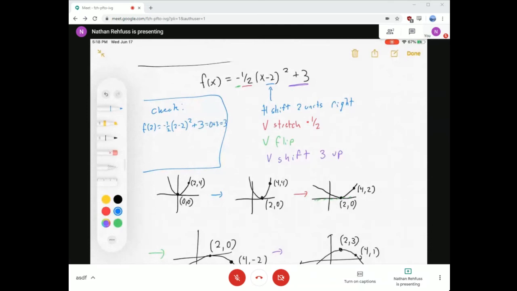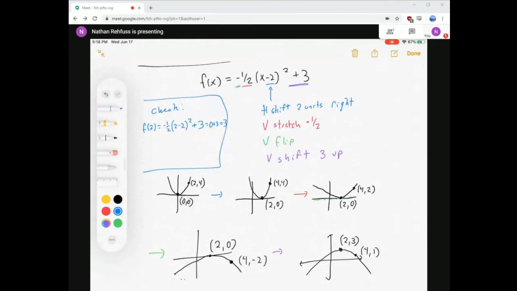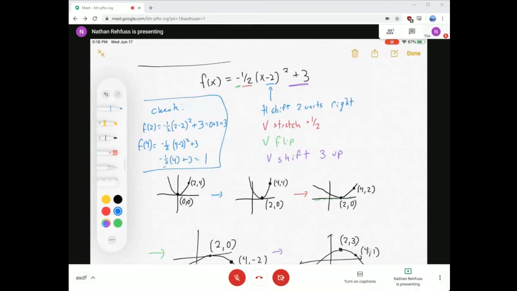And then if I want to be double sure, I can check f of 4. Well, that's -1/2 times (4 minus 2) squared plus 3. So that's -1/2 of 2 squared. So that's -1/2 of 4 plus 3, which is -2 plus 3, which is 1. So f of 4 really is 1. So both of these points are in the right place. This is probably the right graph.